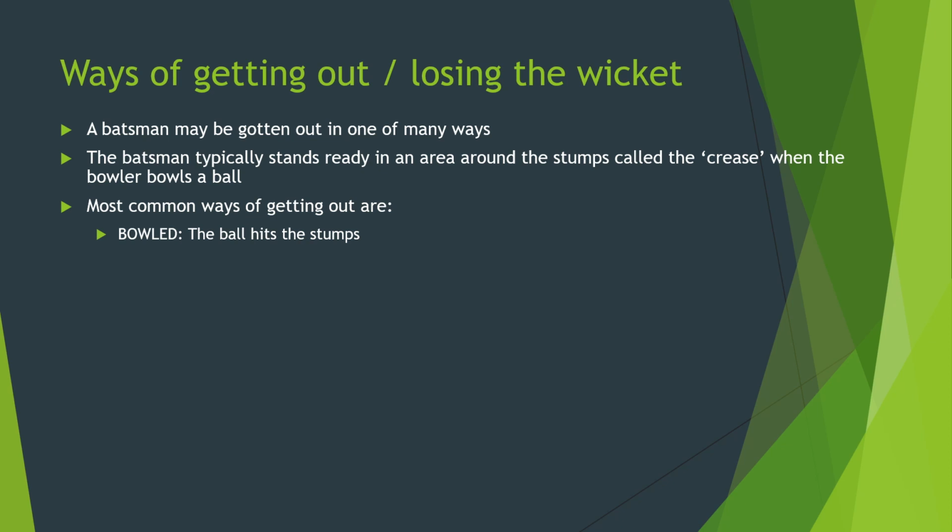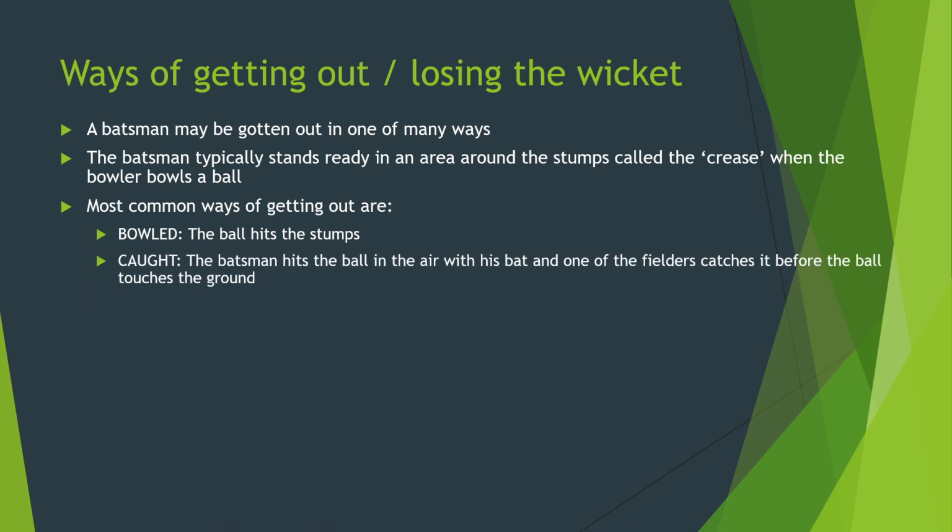The first is the ball hits the stumps. The batsman may have entirely missed the ball, or the batsman may have hit it with his bat but not made clean contact, and the ball proceeds to hit the stumps. The batsman is out bowled. If the batsman hits the ball and the ball is caught by one of the fielders before the ball touches the ground, then the batsman is out caught.